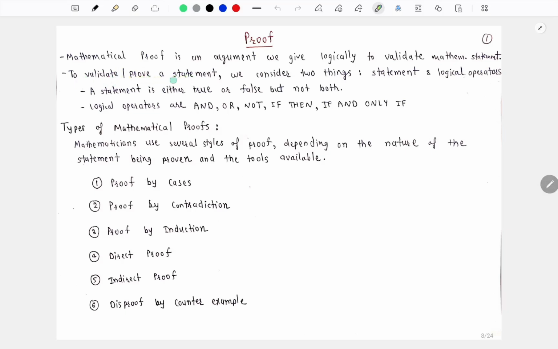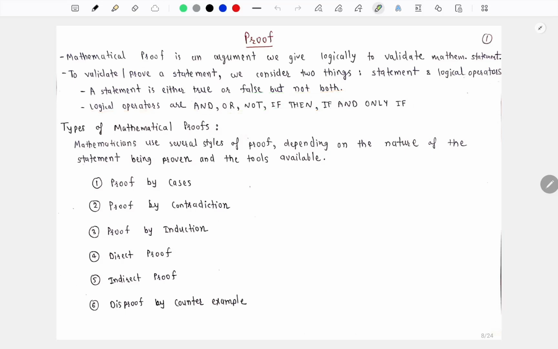To validate or prove a statement, we consider two things: statement and logical operators. Here we will use statements and operators to prove the statement. A statement is either true or false, but cannot be both. It is obvious that a statement can be true or false, but cannot be both. And which are the logical operators? And, or, not, if then, if and only if.